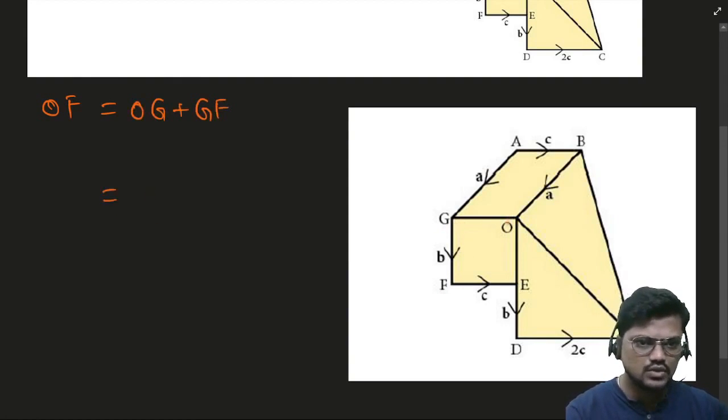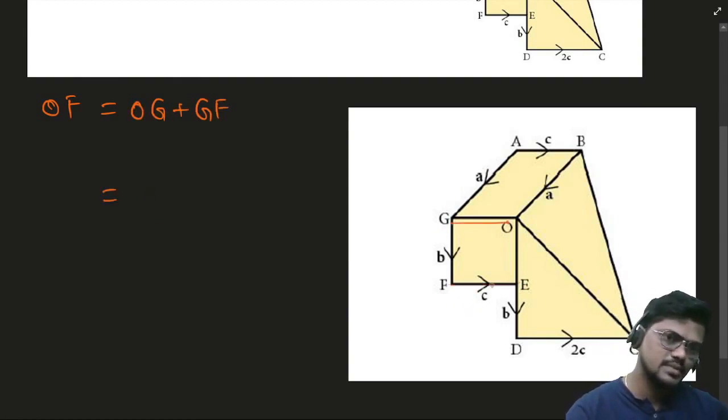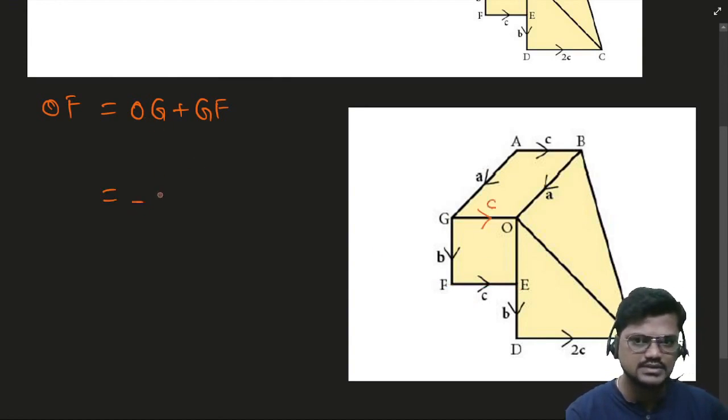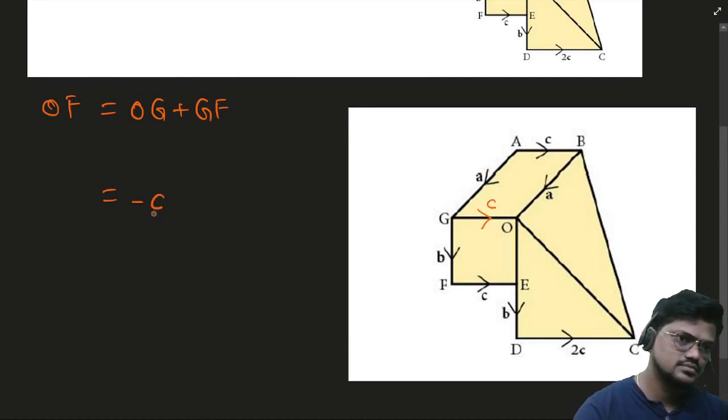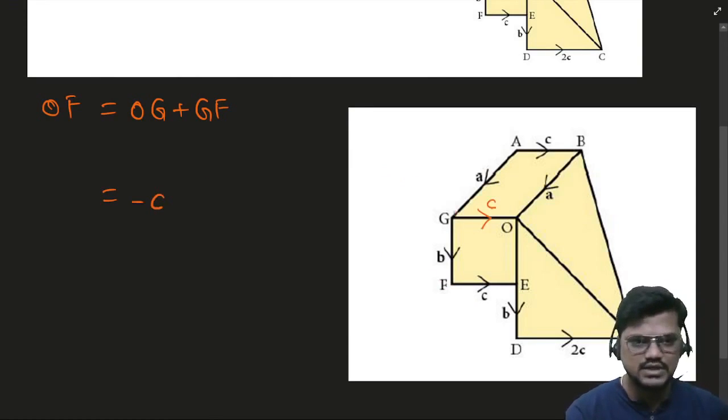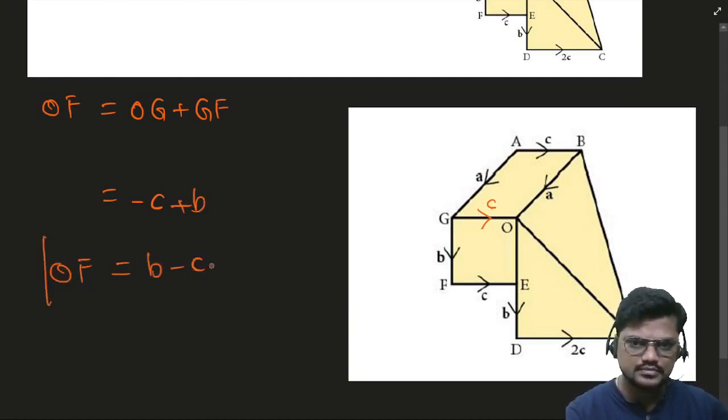See, vector OG and FE will be same, but over here FE is in the right hand side. So this will also be in right hand side, and that is C. So vector OG will be minus C. And your vector GF is plus B. So your answer is vector OF is B minus C.